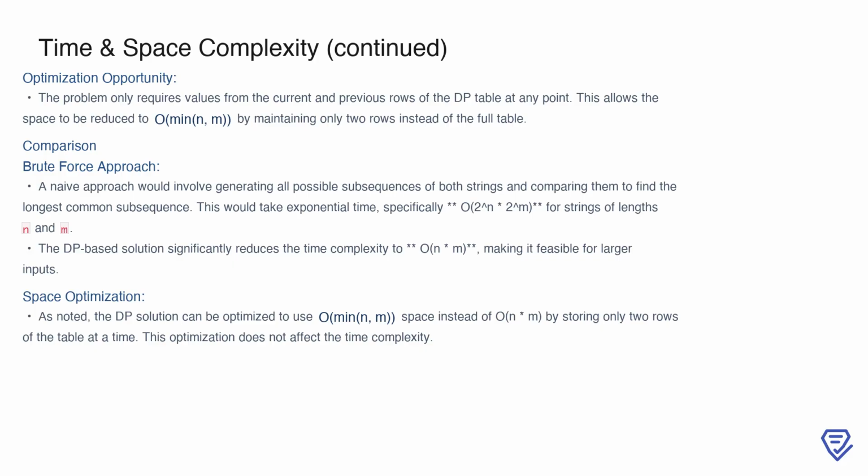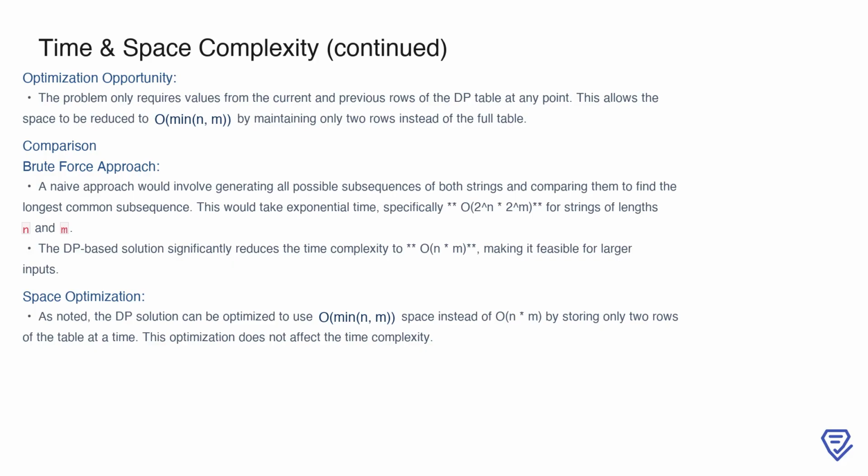A naive approach would involve generating all possible subsequences of both strings and comparing them to find the longest common subsequence. This brute force method has an exponential time complexity of O(2^n * 2^m), making it impractical for larger strings. In contrast, the dynamic programming approach reduces this to O(n * m), which is a significant improvement in both efficiency and feasibility.